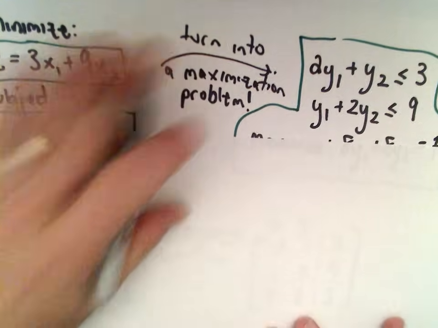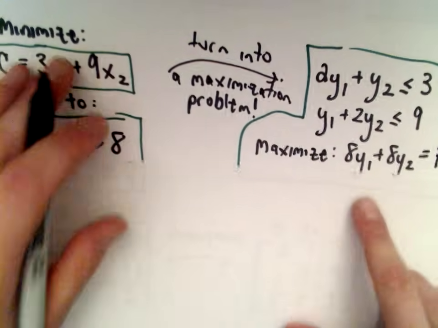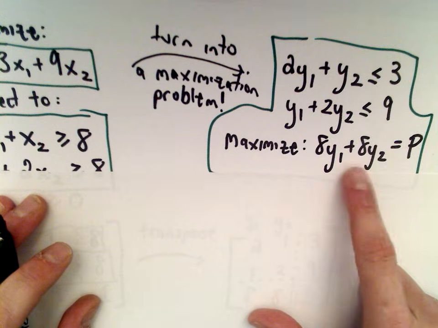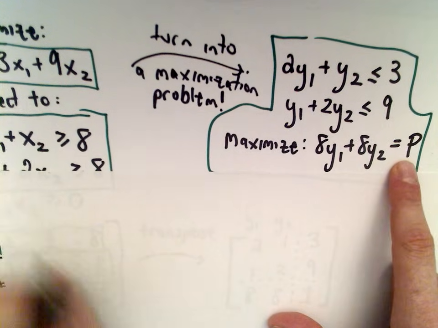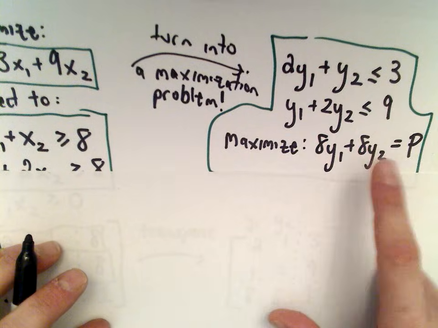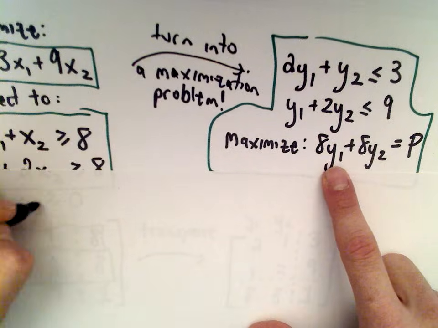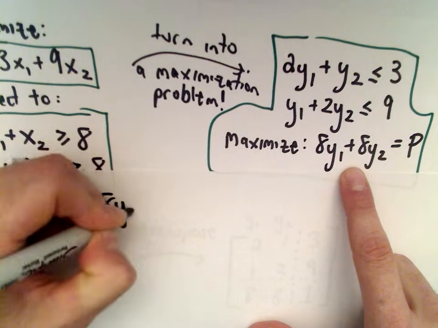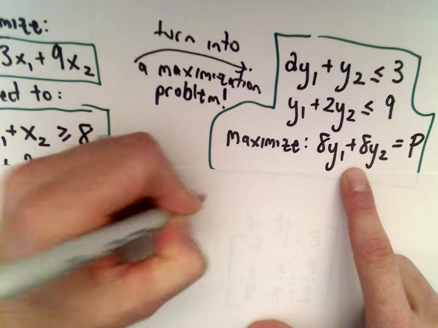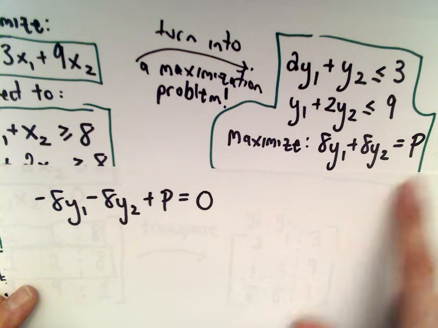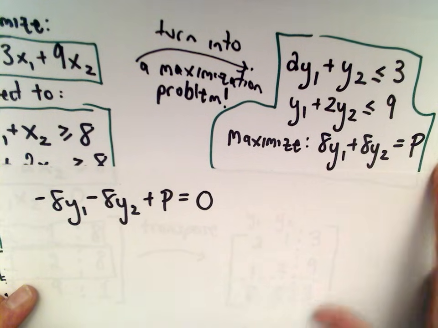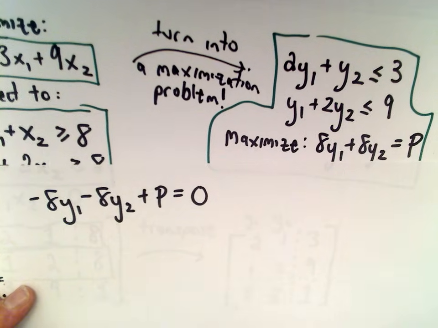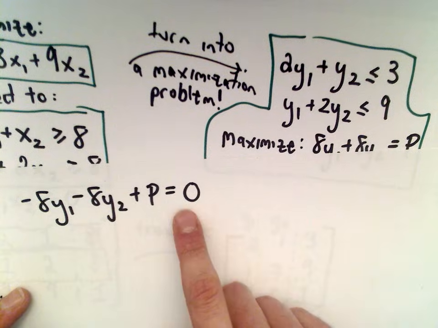So just to remind you again, we have to do a couple things. We want to take our maximization equation, 8y sub 1 plus 8y sub 2 equals p. We want p to be positive, and we want one side to be equal to 0. So I can rewrite that as negative 8y sub 1 minus 8y sub 2 plus p equals 0. All I'm doing is subtracting the 8y sub 1 and the 8y sub 2 over, and reordering it. I'm putting the variables first. So we have that part.